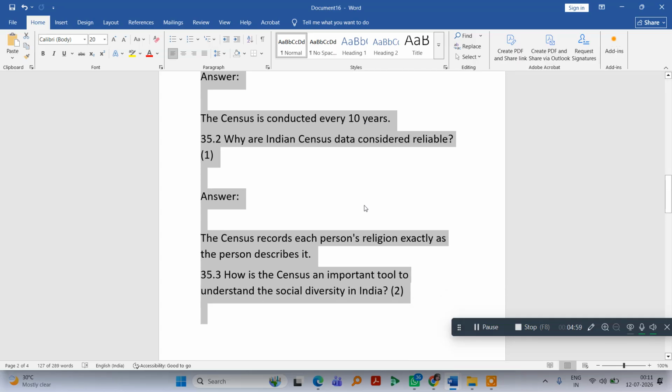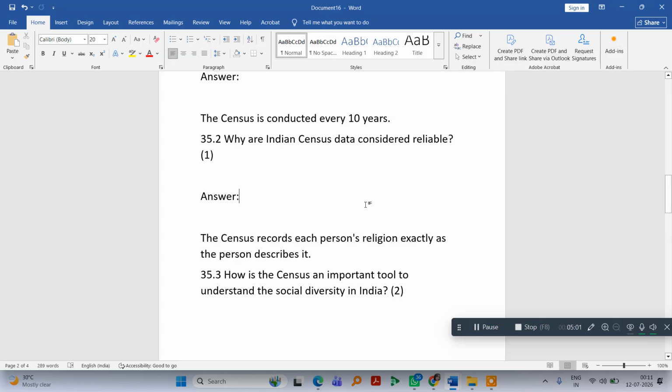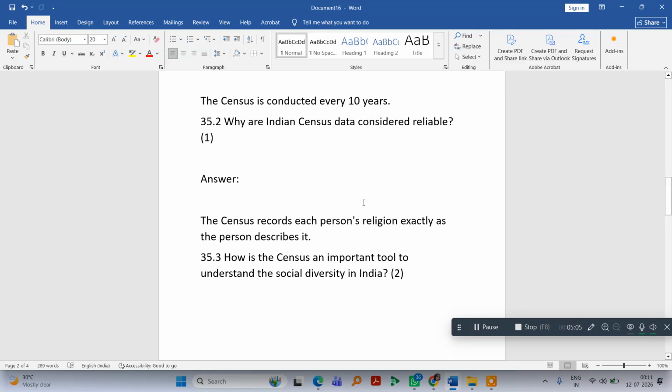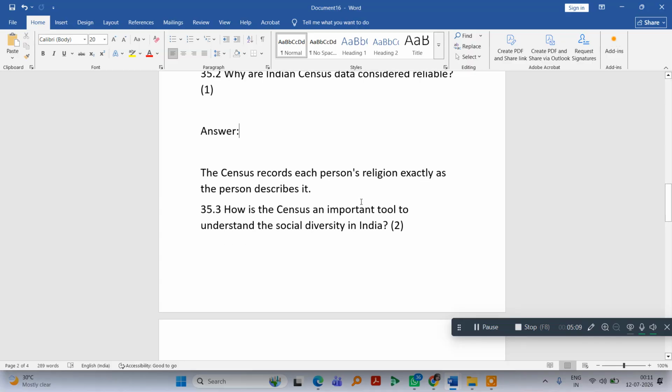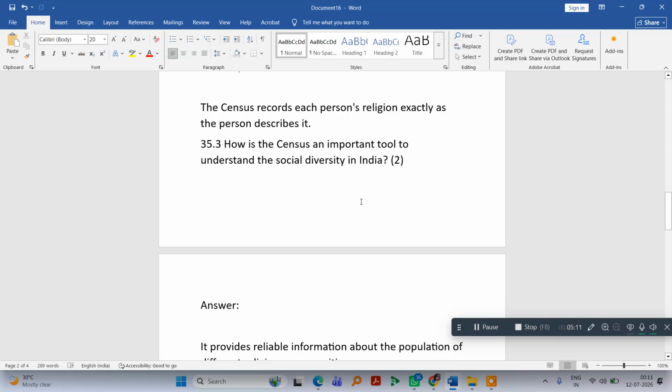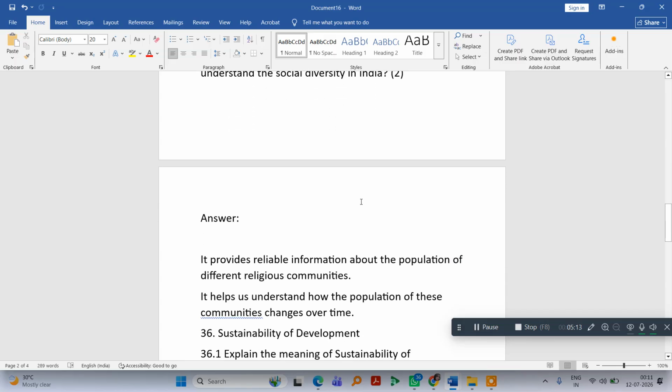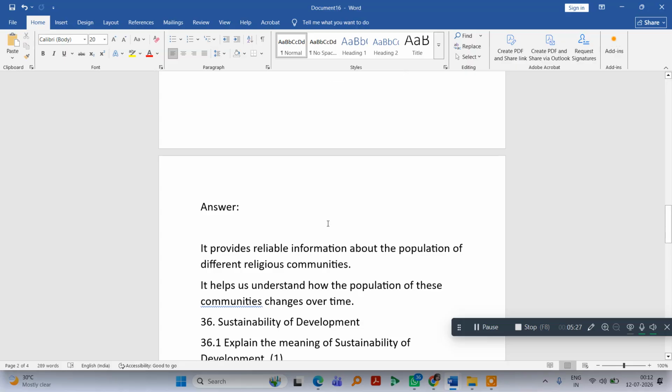The answer is the census records each person's religion exactly as the person described it. 35.3 How is the census an important tool to understand the social diversity in India? According to this question, it provides reliable information about the population of different religious communities. It helps us understand how the population of these communities change over time.